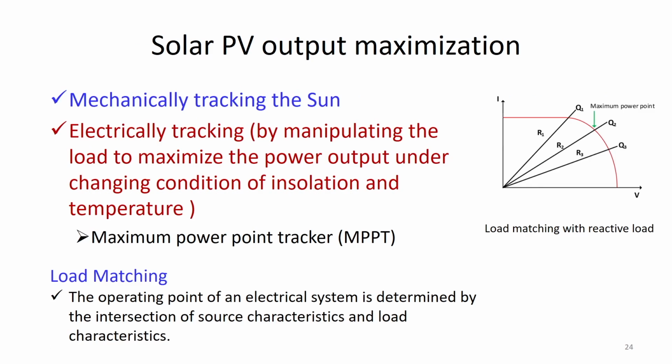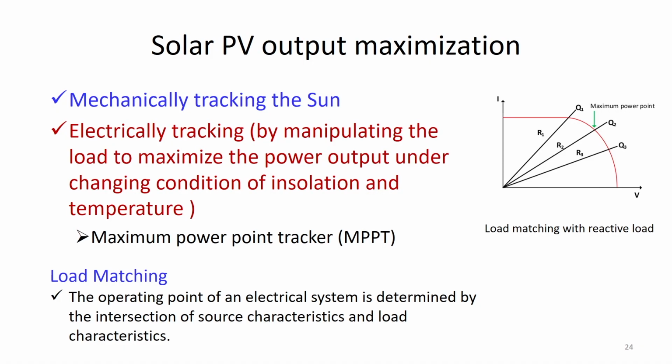Now, let us pay attention to solar PV output maximization. How can we maximize the solar PV output? By mechanically tracking the sun. We can have some device to track the sun, or we can have some kind of electrical arrangement by manipulating the load to maximize the power output under changing conditions of insolation and temperature.